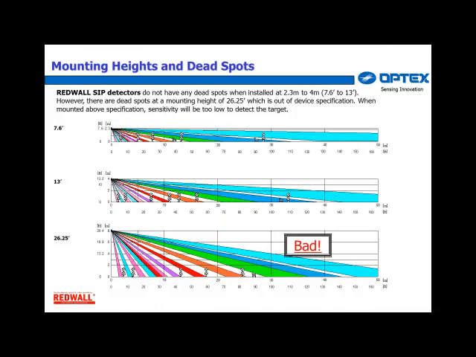Redwall SIP detectors should not have any dead spots when installed at the correct height, 7.6 to 13 feet. However, there are dead spots at a mounting height of 26¼ feet, which is out of device specification. When mounted above specification, sensitivity will be too low to detect the target.